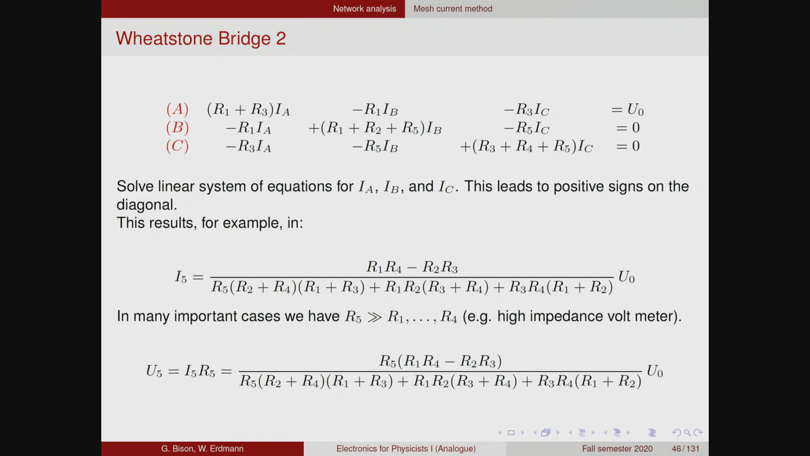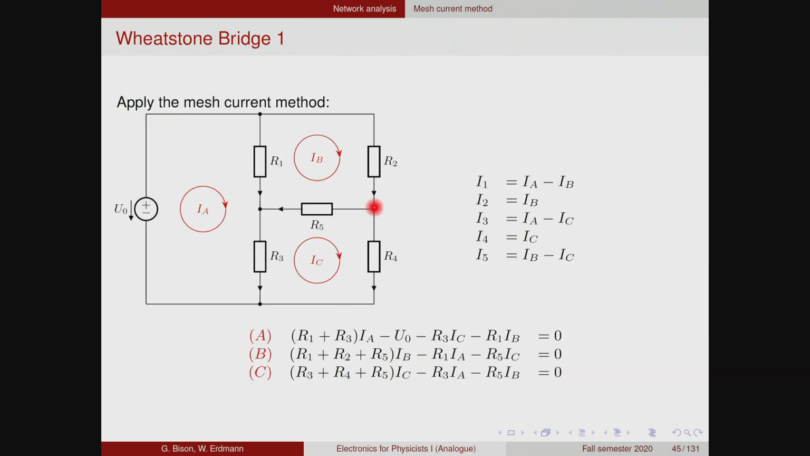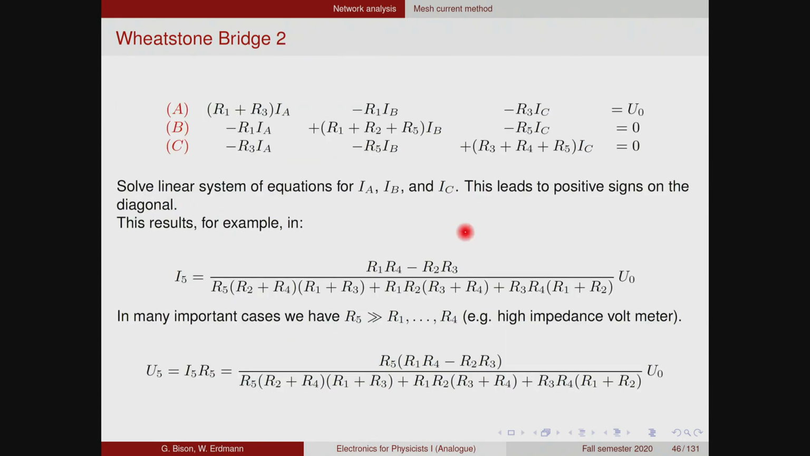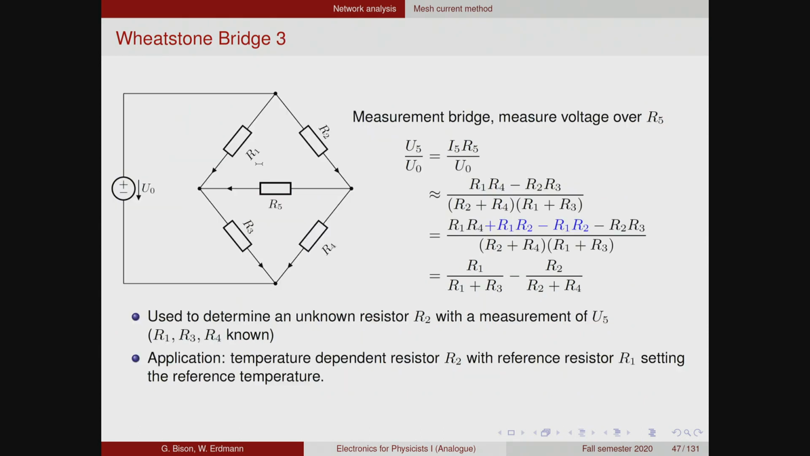What is important about this system, or how it's used, is that this resistor here is typically a very large one. So for example, a multimeter, a voltage meter, that measures the potential difference between here and here. And if we have a look at the expression we just got, if we let R5 go to infinity, then this term here, of course, dominates. And down here, this term here dominates. And the rest then can be neglected. And so this leads then to a much simplified solution.